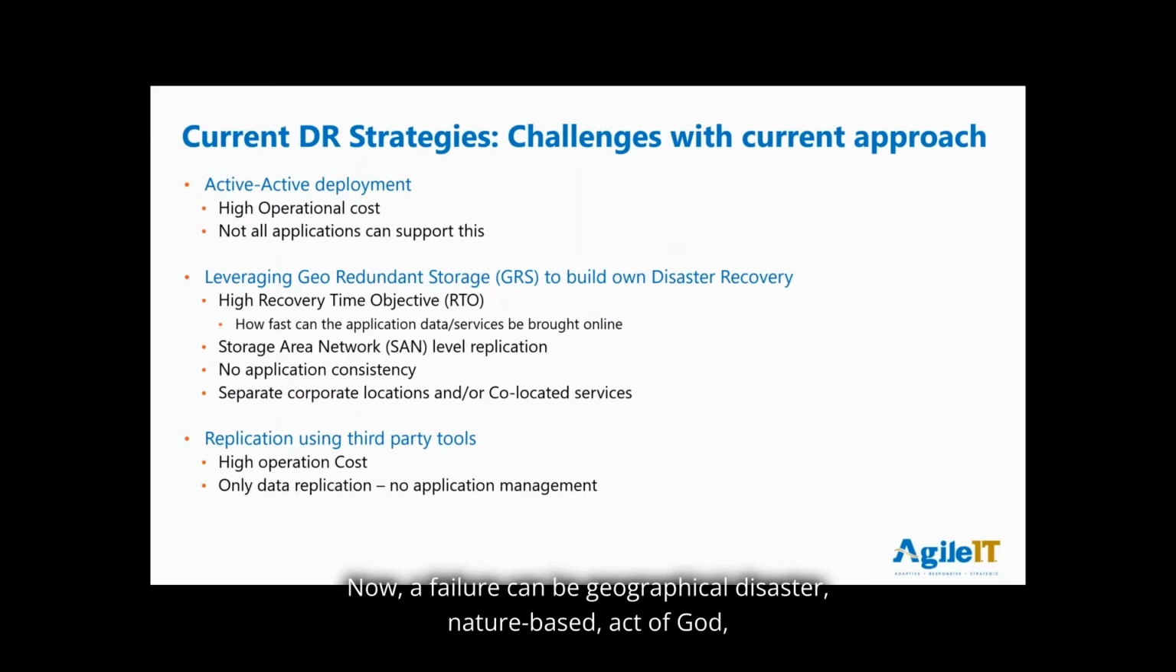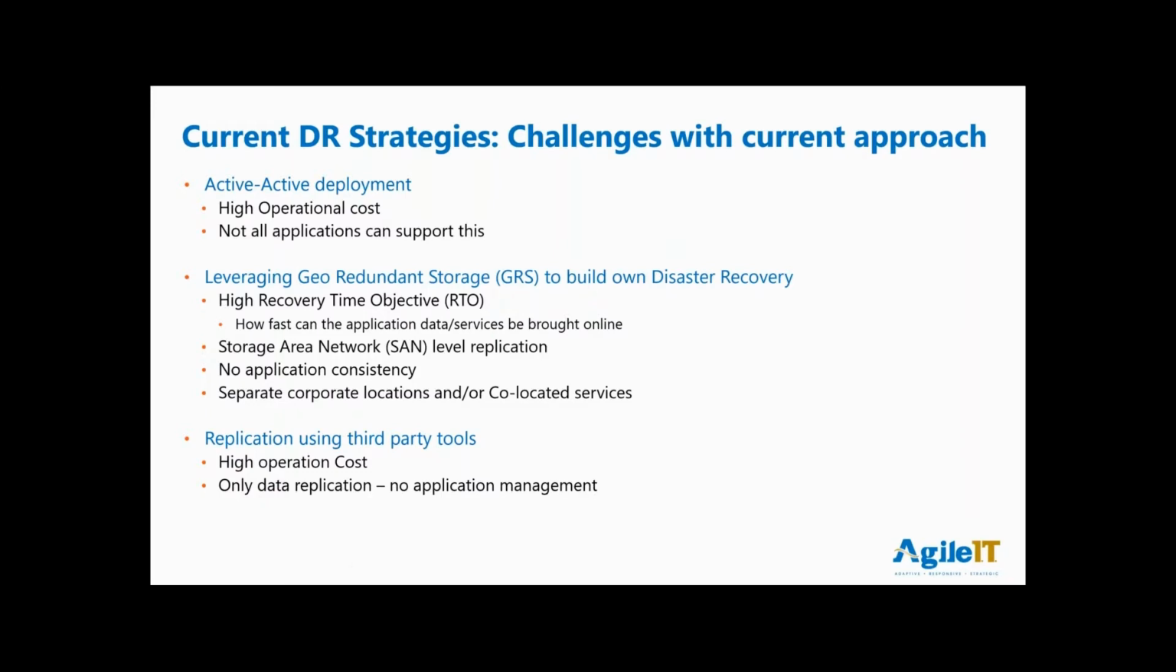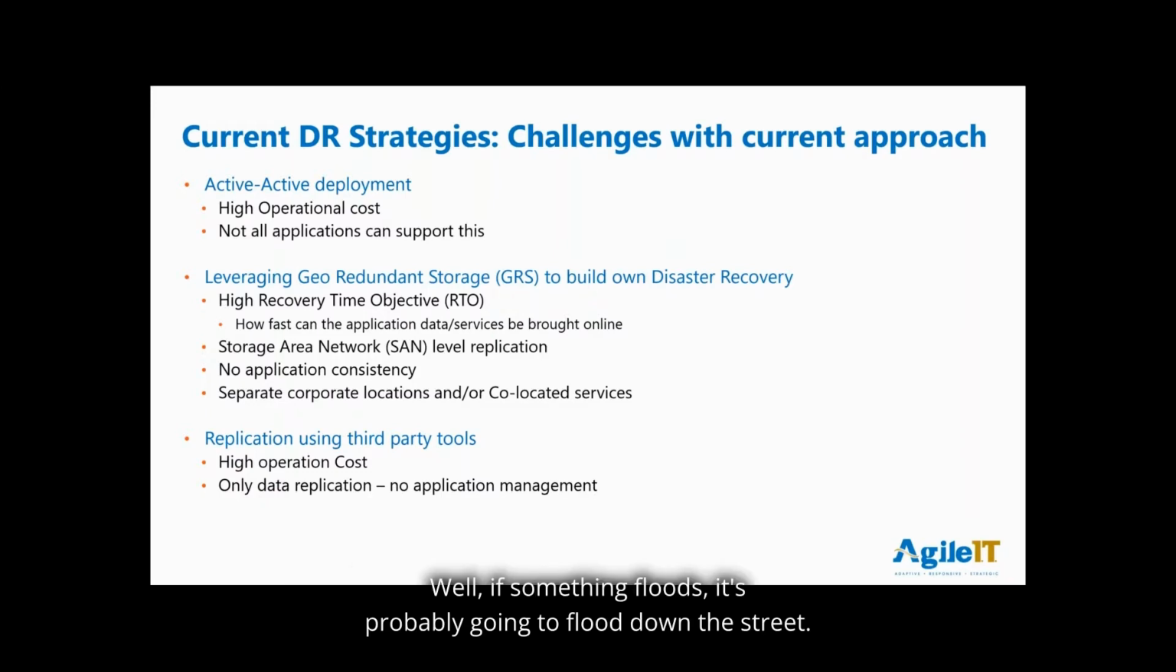Now, a failure can be a geographical disaster, nature-based, act of God, like hurricanes and fires. A lot of people have their two data centers within less than 500 miles of each other because, for them, the corporate locations here will just have it down the street. Well, if something floods, it's probably going to flood down the street. So you really don't have a full DR solution.